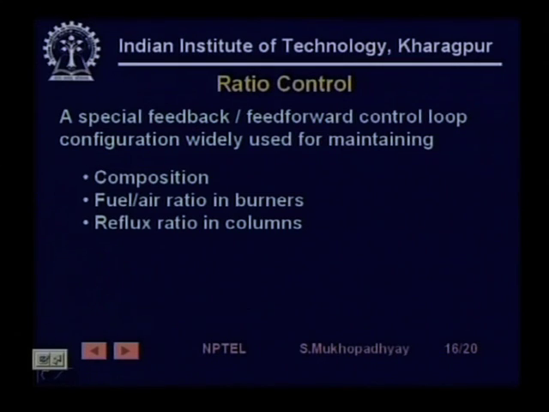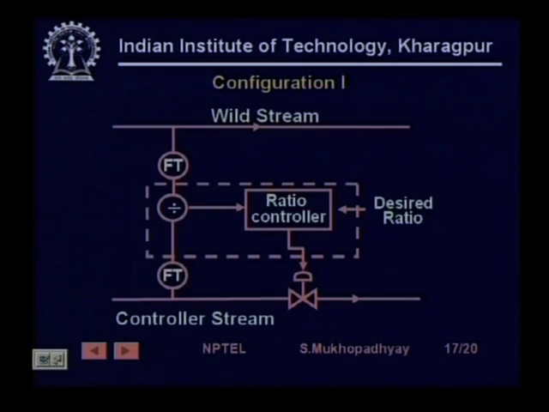Similarly, in distillation columns, reflux ratio is a very important thing which decides product quality. So, there are various situations where two materials must be brought together in some reactor or some chamber in precise volumetric flow ratios, right. It is in these situations that you apply ratio control. There are two typical configurations in which ratio control is used. The first one is configuration 1, let us see that.